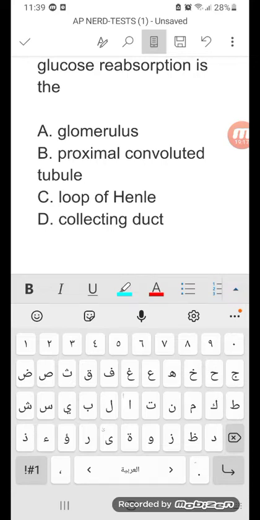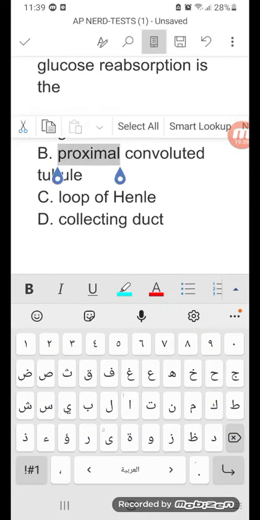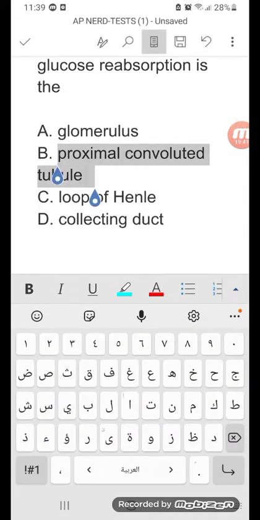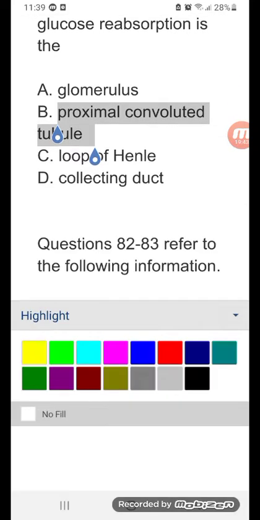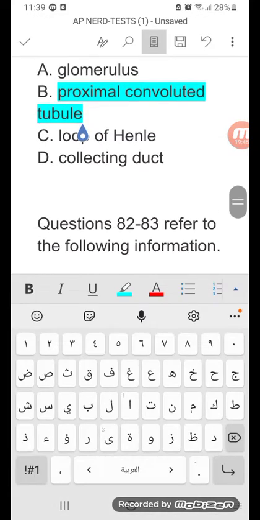Glucose is one of them. Glucose is the first one to be reabsorbed. So we have filtration, then reabsorption. The first one we reabsorb is glucose, and it happens at the proximal convoluted tubules. Proximal convoluted tubules.